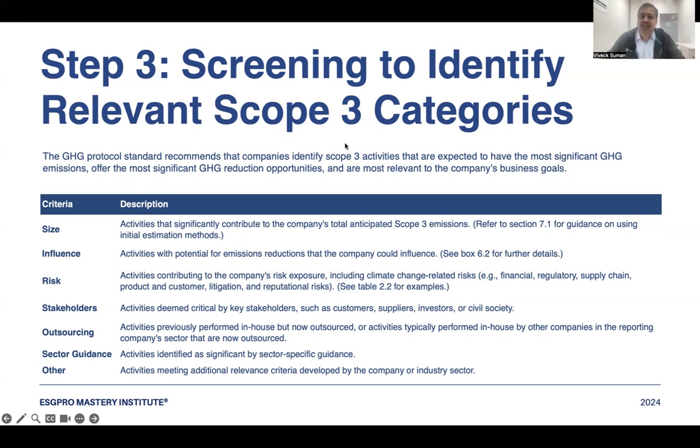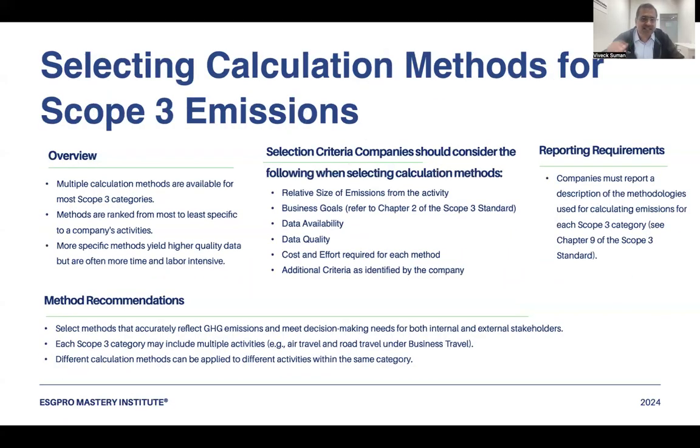What did you understand? How should I use size, influence, risk, stakeholder, outsourcing, sector guidance, and any other measures in order to decide which particular category I should report and which category I should not report? Make sense? I hope everybody has taken that screenshot.